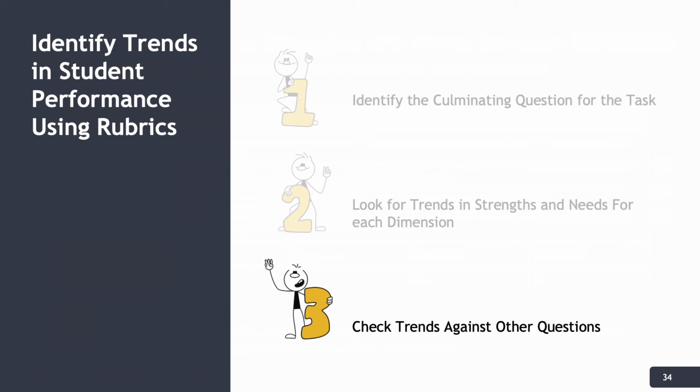to also check whether these trends are consistent across the assessment, or if there are other questions in which students are able to show better evidence of the dimensions. This can really help us pinpoint what the exact trend in needs is, and also help us hypothesize what some of the reasons are behind the trends.